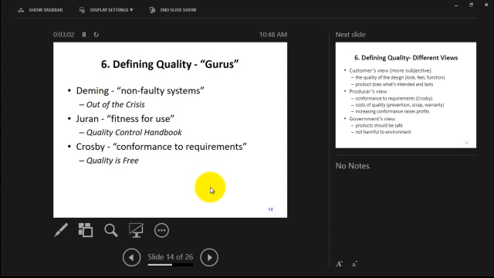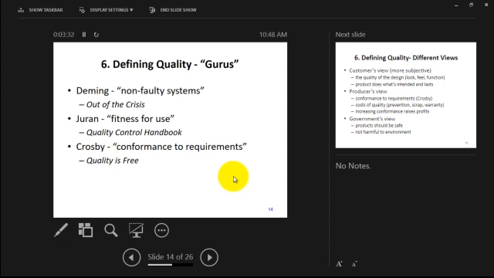Juran is also a quality guru. According to him, the product which is fitness for use, it is good for use, user friendly. If a mobile phone is user friendly, then we may say that it is a very good quality product. Sometimes it is not user friendly, then you will definitely have issues in using that product. And something like, it is taken from the Quality Control Handbook.